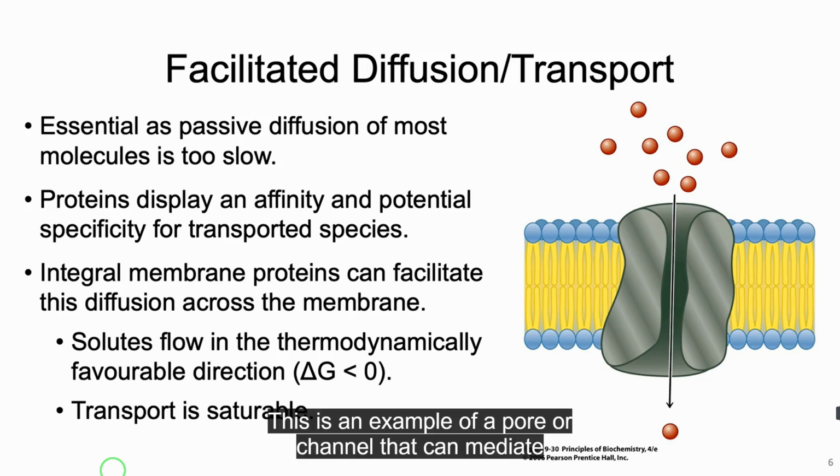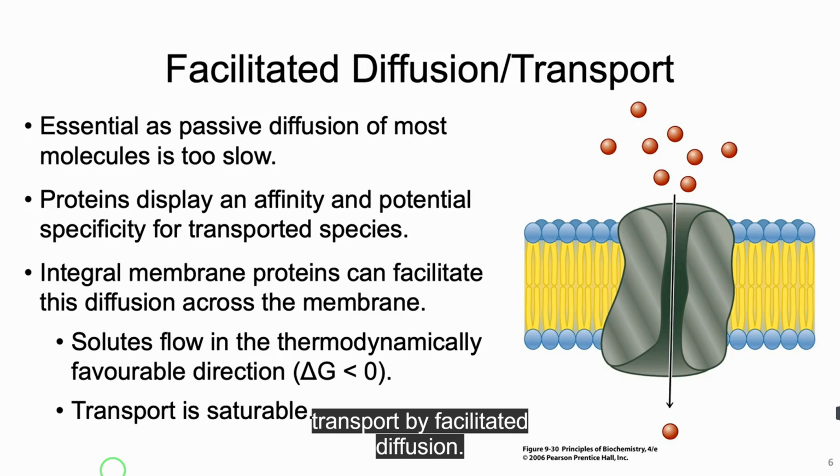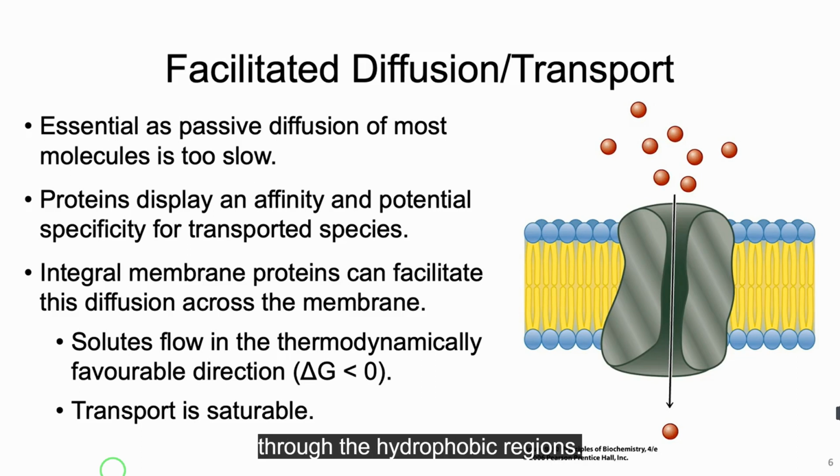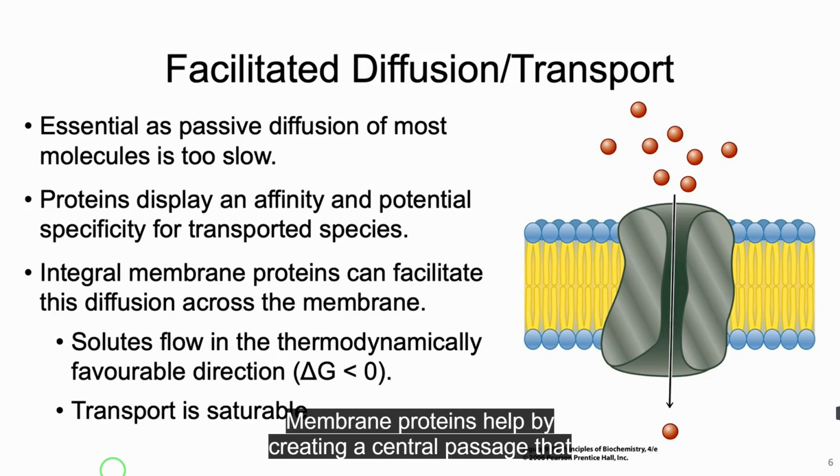This is an example of a pore or channel that can mediate transport by facilitated diffusion. Because passive diffusion is quite slow, molecules need to pass first through the hydrophilic head groups and then through the hydrophobic regions. Membrane proteins help by creating a central passage that allows molecules and ions of the appropriate size, charge, and geometry to traverse the membrane in either direction. It's the amino acids that line this channel that will set up an affinity for specific molecules. For example, allowing sodium in but not potassium. You rarely have a situation where pretty much anything is going to get in. The cell just wouldn't like that.